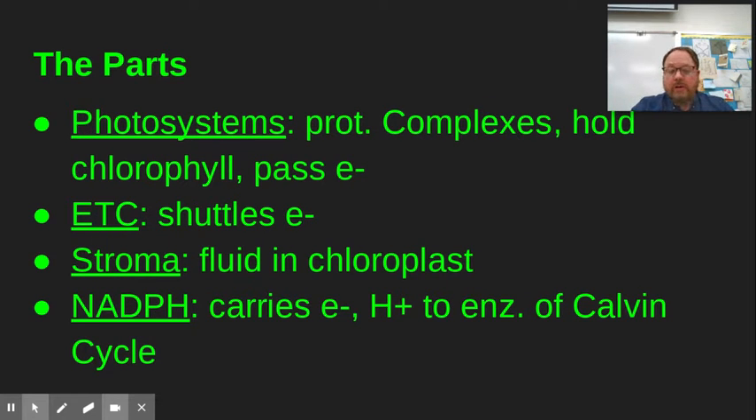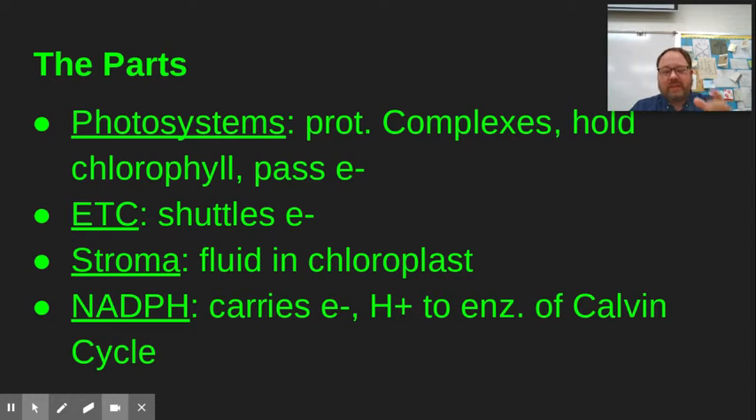In terms of the parts that are involved in all this stuff, that includes the photosystems. The photosystems are clusters or complexes of proteins that hold the chlorophyll and then pass those electrons along to one another. The electron transport chain is the group of proteins involved that end up shuttling those electrons. And the stroma is the fluid inside the chloroplast in which this stuff happens.